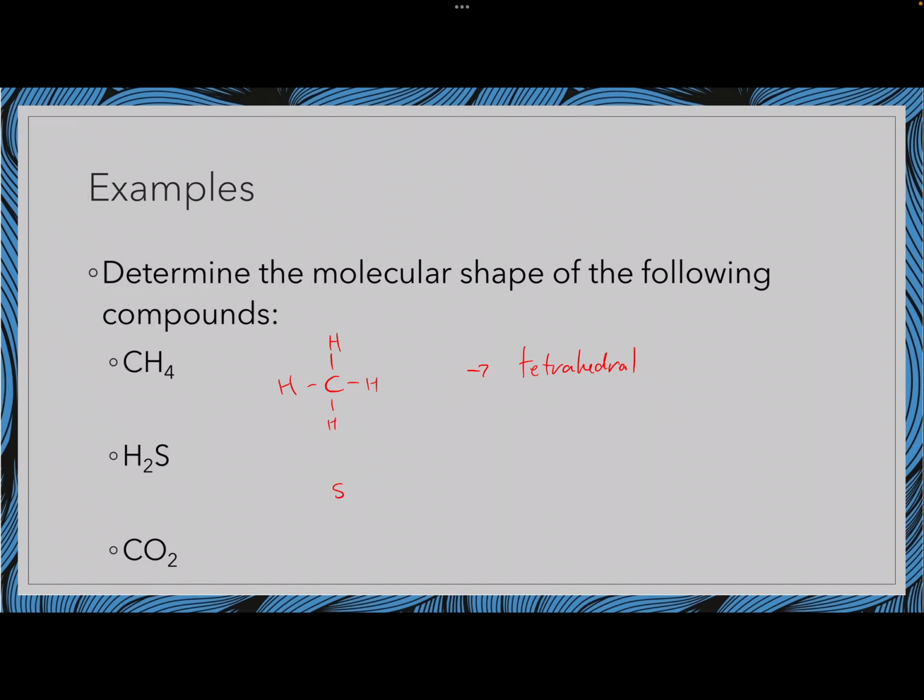H2S, so we have S has 6, H has 1. So we're going to form a bond there and a bond there. Each of them has 8 around it, except for hydrogen, which has 2 around it. So that's our Lewis dot structure. We can see that it's got 2 outside atoms, 2 lone pairs. So that's going to be bent.